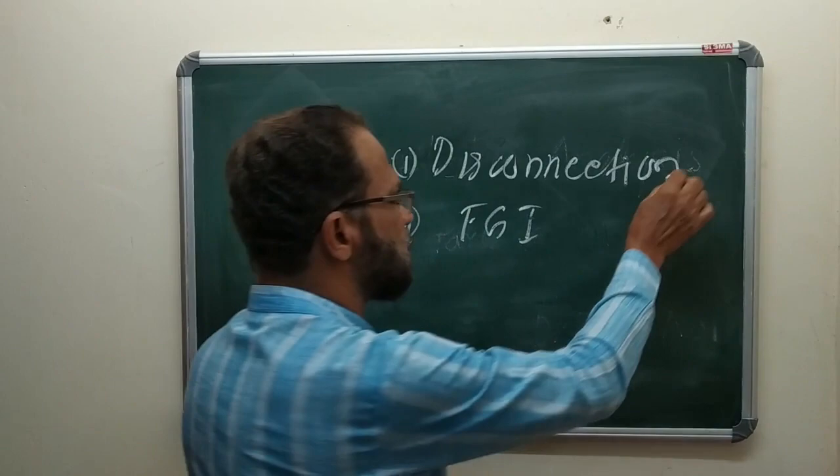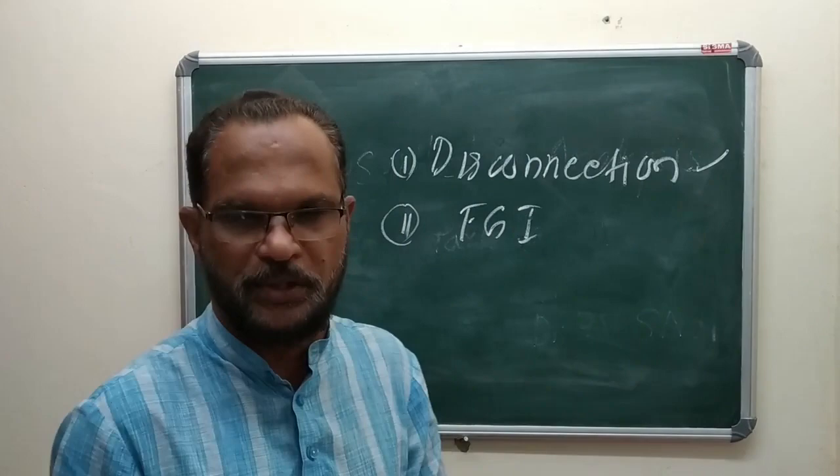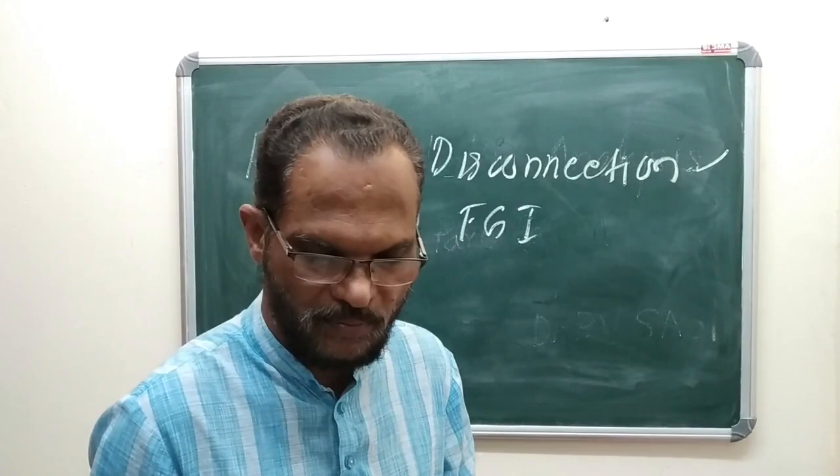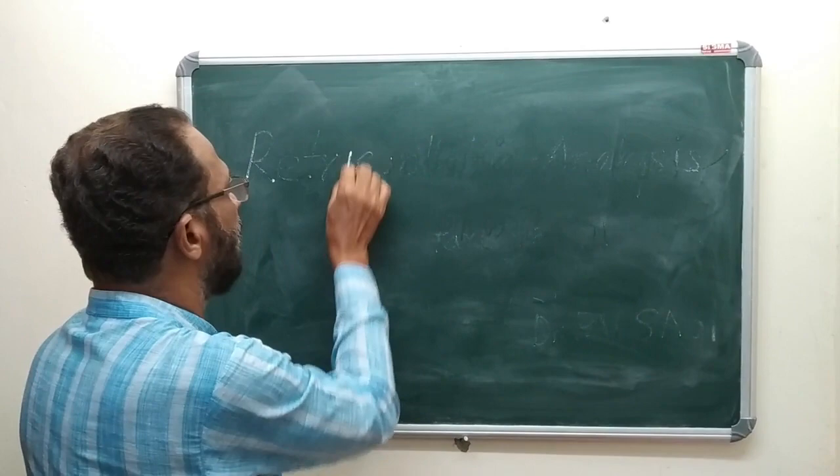Say, what is disconnection? You know, it is the cleavage of a bond in a molecule. Then disconnection and FGI. FGI is functional group interconversion. Let us see disconnection first. Consider a molecule like AB.